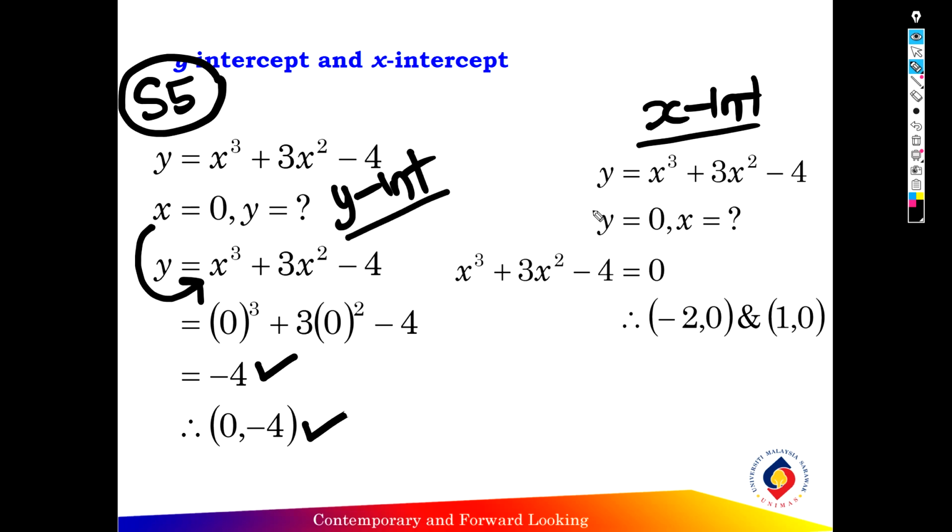And for the x-intercept of the function, y equals 0, so 0 equals x cubed plus 3x squared minus 4, and you find the value of x equals negative 2, the first intercept, and the second intercept is at 1.